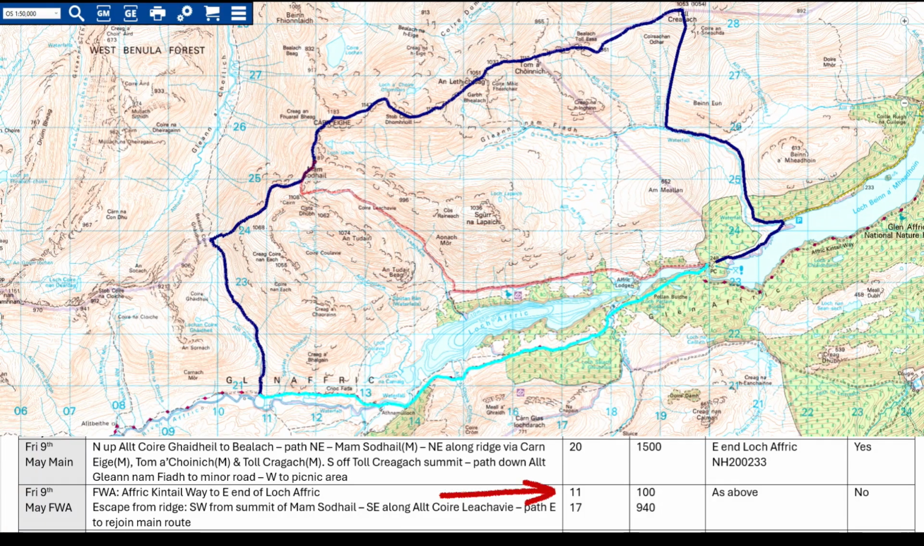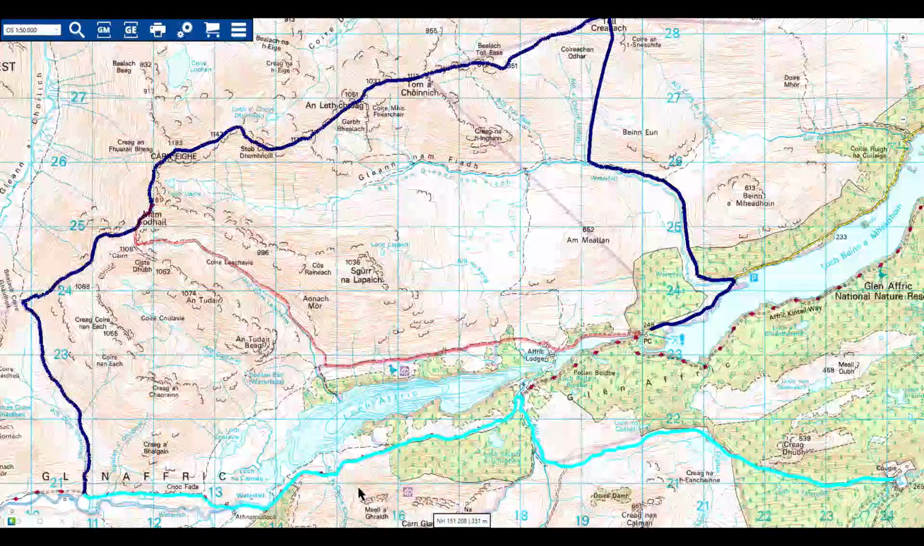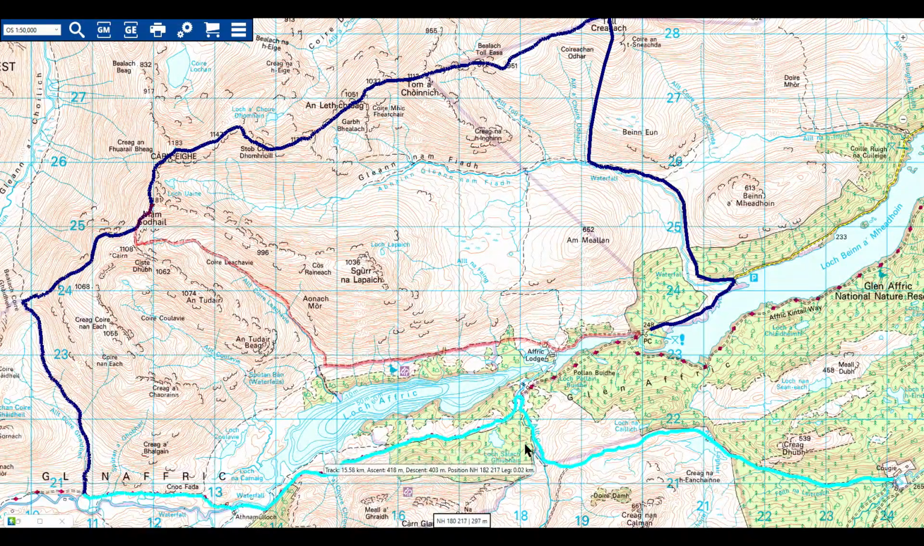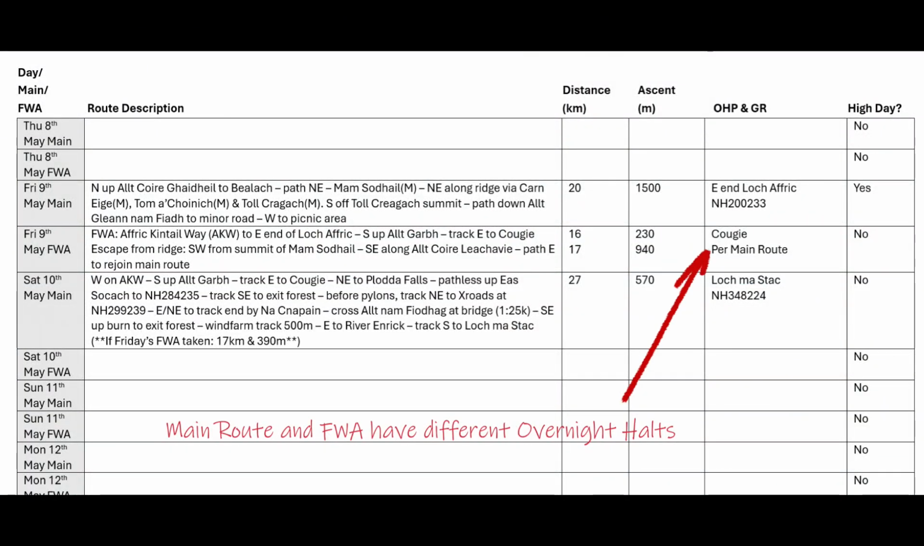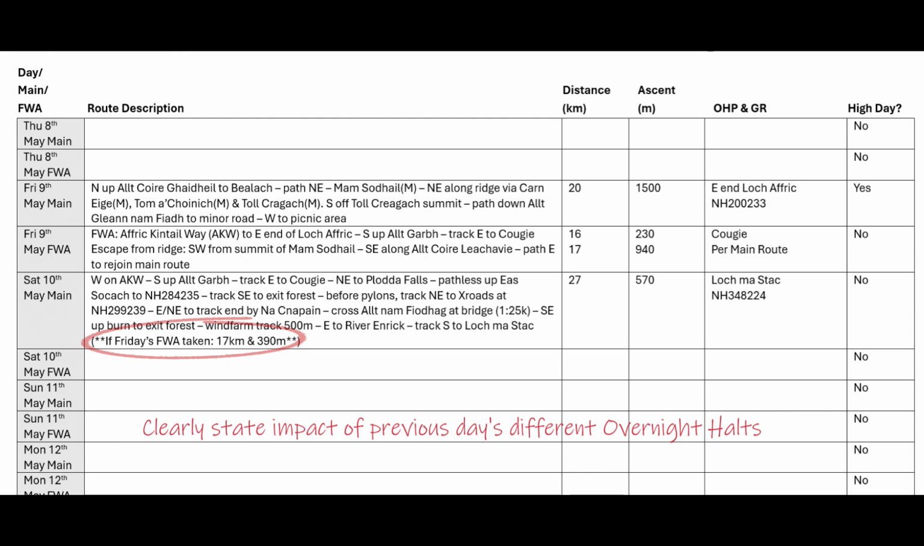Here you'll see that the FWA gives a short and easy day, so you may decide to extend that FWA, which may be particularly appealing if the next day is long or hard. If you do have different overnight halts for your main and FWA routes on any day, make sure that you account for the difference in the following day's route description, distance and ascent. Here's just one example as to how you may achieve this.